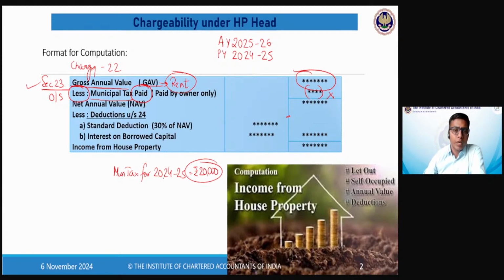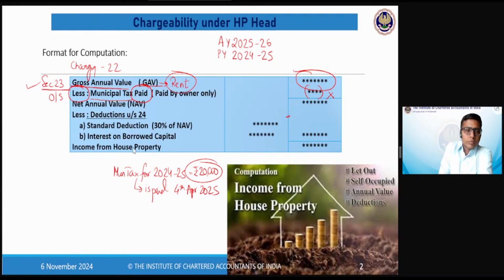If they say that this tax is paid on 4th April 2025, now you have to answer me in the chat box by writing Y for yes or N for no. My question is, is it allowed as deduction in the present computation? You will write N for no, Y for yes. So in the question they have given that municipal tax for 24-25, which is rupees 20,000, is paid on 4th April 2025.